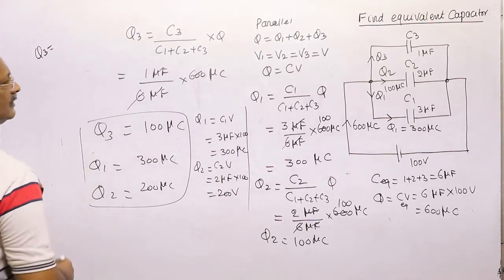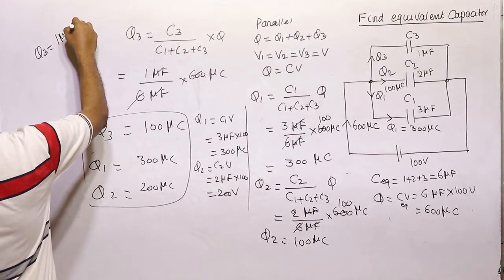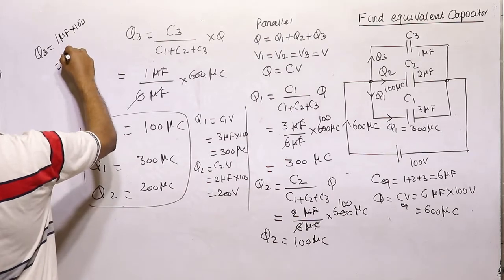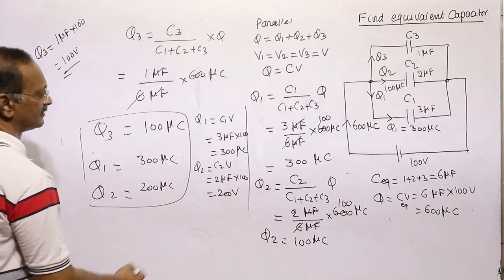In the same way we can find Q3. Q3 is equal to C3, which is 1 microfarad, into 100, equal to 100 microcoulomb. So we can use this method also.